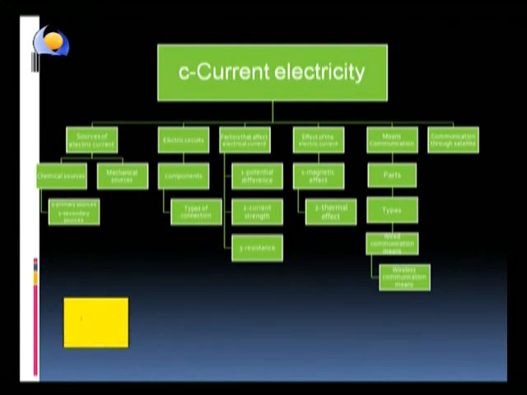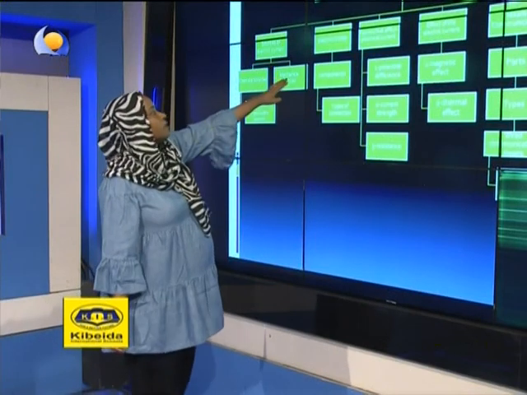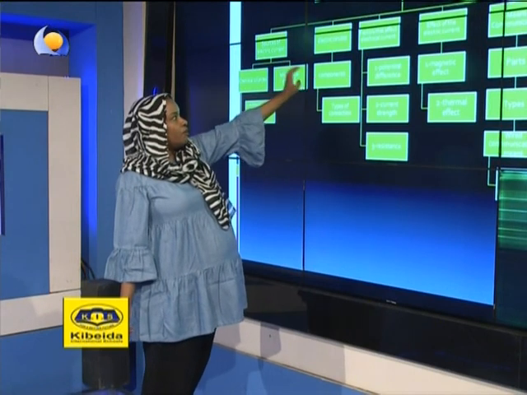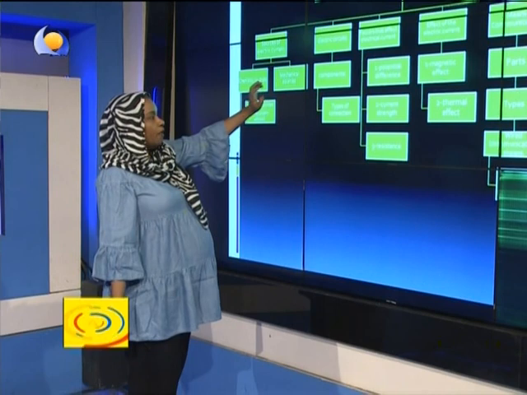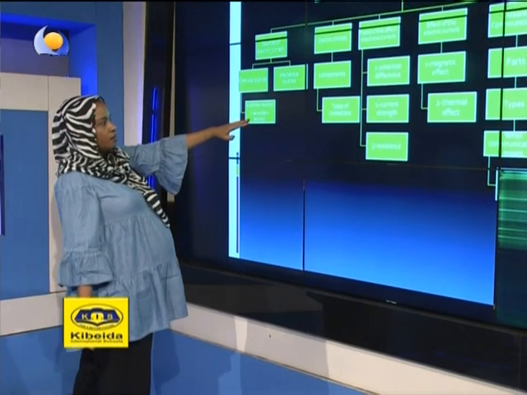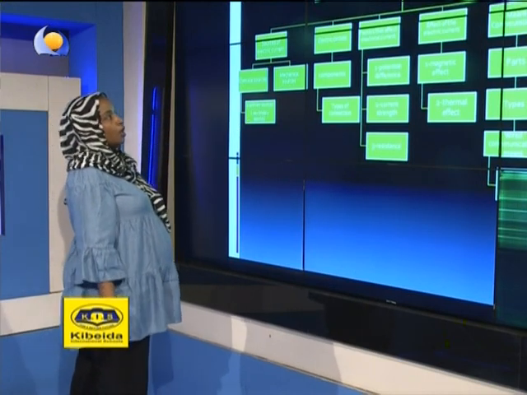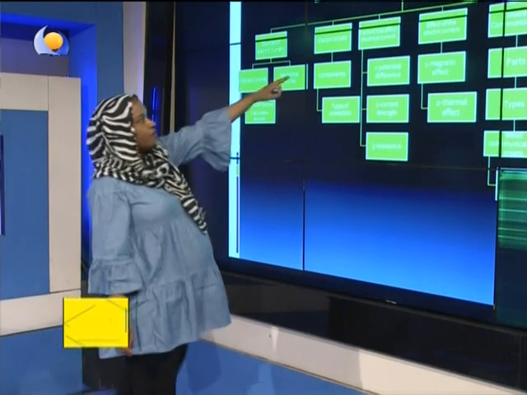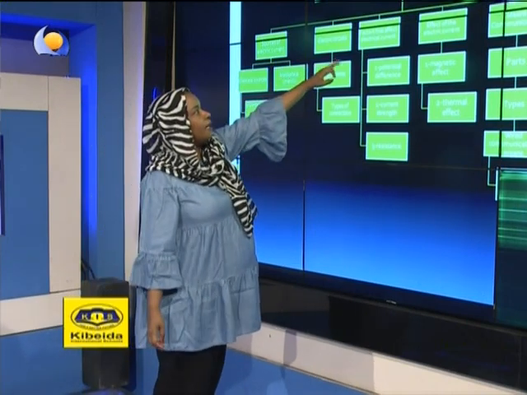Then the second part is electric circuits. For electric circuits, what are the components of these circuits, the types of connection, what are the disadvantages of these circuits, and how can we use them at home, which type of these circuits is better for home connection. Number three of current electricity is factors that affect electrical current.